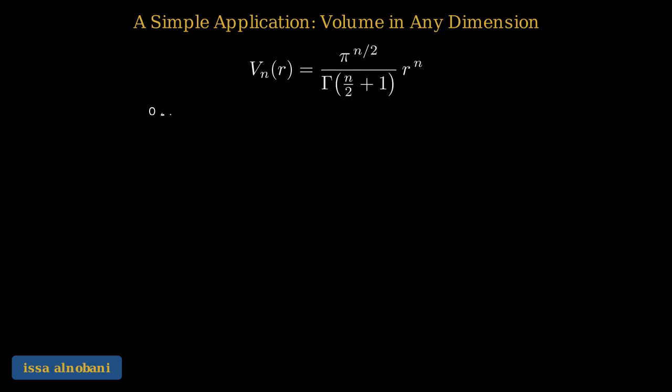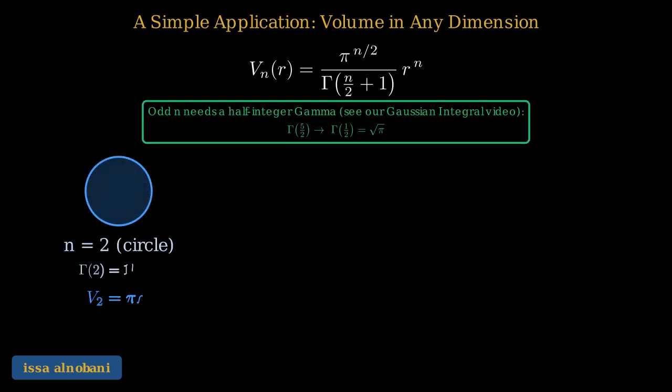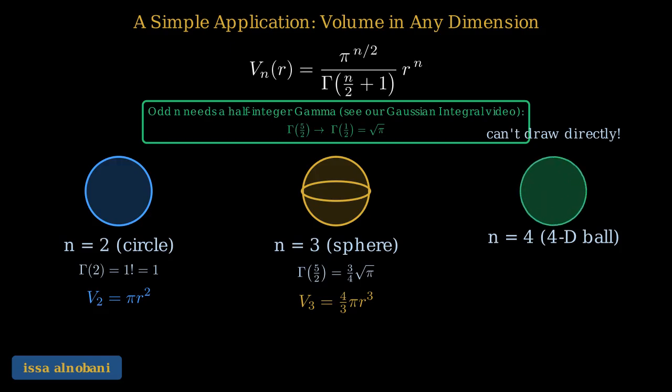So where does a fractional factorial actually matter in everyday math? Here's a simple example. There is a single formula for the volume of a ball in any number of dimensions, V equals pi to the power n over 2, times r to the power n, divided by gamma of n over 2 plus 1. For n equals 2, gamma of 2 is 1 factorial, which is 1, so we simply get pi r squared, the familiar area of a circle.